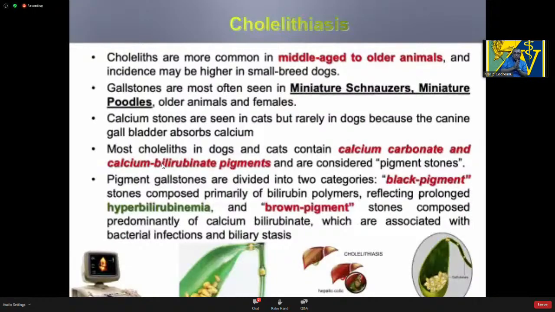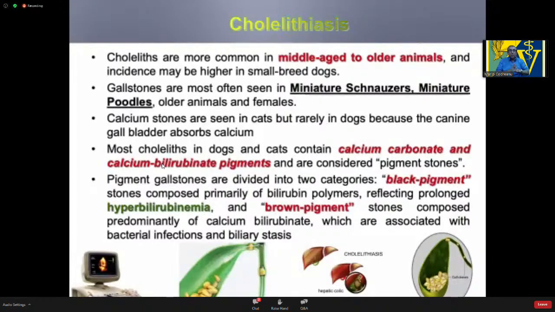Regarding the stones, the choleliths, these are diagnosed in middle-aged to older animals, and it's very important to notice, as all the papers underline, that a higher incidence of these stones is registered in small breed dogs, more often in miniature schnauzers, in poodles, in older animals, and especially regarding sex, in females.